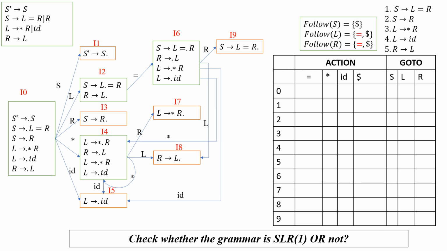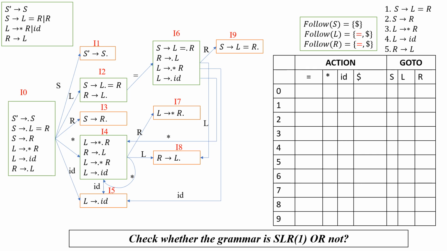Similarly, you find out the follow of L and the follow of R. What is follow of L? On the right-hand side, L is followed by is equal to, right? So is equal to is one follow. And the other one, look at the last production, R derives L, hence whatever the follow of R is copied to follow of L, hence it is dollar. So we computed follow of S, L and R.